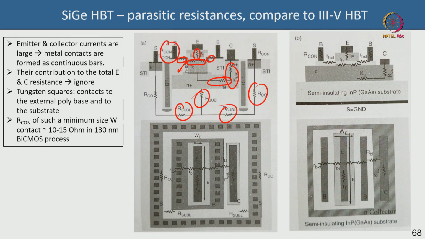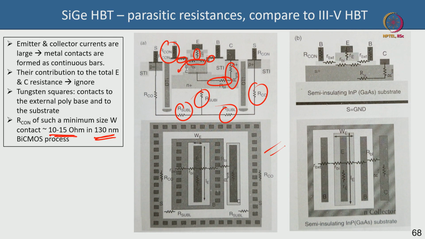Then these are the RCon, which actually stands for via hole resistance. You have these holes and you are taking them out to contact from layer to layer. So they can add 10 to 15 ohm per contact. Actually, tungsten contact resistance is fairly large in a 130 nanometer BiCMOS process. This is the tungsten squares to contact the external base poly to the substrate, so many things are there.